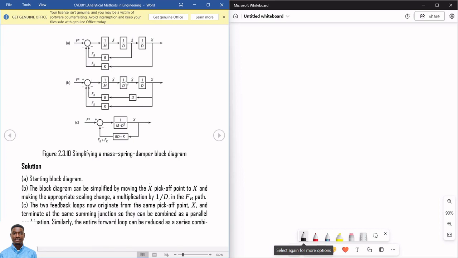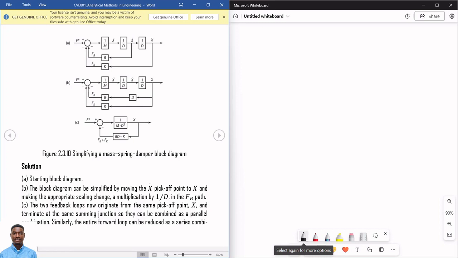So from there, we have these three as series. And when they are in series, I can multiply them. So 1 over M times 1 over D times 1 over D. That will be 1 over M times D squared, which is what we have here. These two now are in series. BD, multiply them together, that's BD. Now, because the same signal that is flowing in this channel is what is flowing here, because this channel is picked up from this channel.